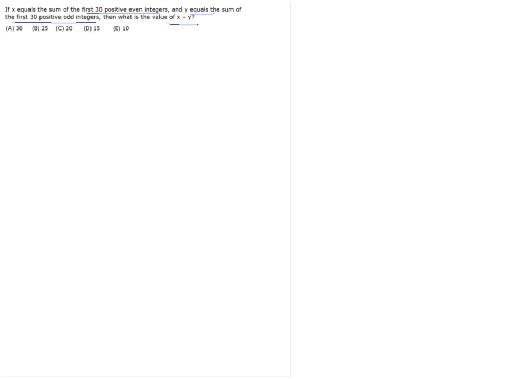So here's a really cool formula. The sum of the first m even whole numbers is equal to m times m plus 1.